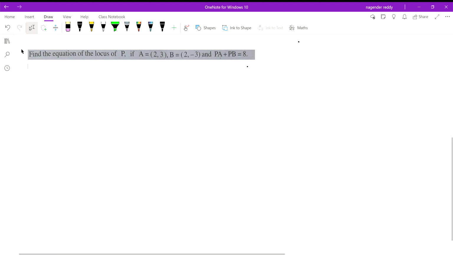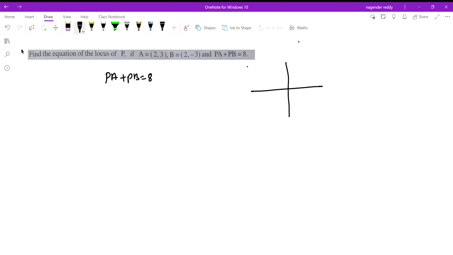On the screen, please see the question. Find the equation of the locus of P if A and B are given, and the sum of the distances PA plus PB is equal to 8. Let me explain with the diagram. This is the x-axis and this is the y-axis. Just assume that A is 2 comma 3, and B is 2 comma minus 3, the same x value 2 and y value minus 3, approximately.